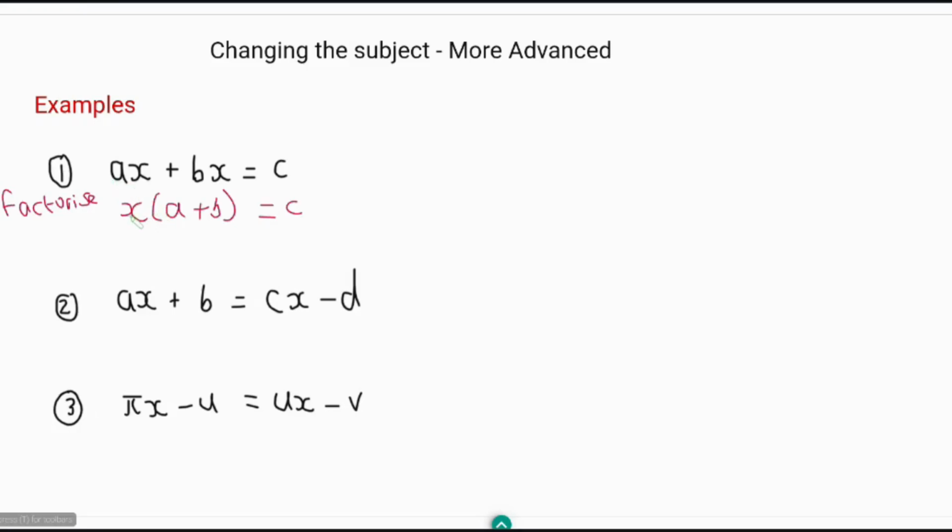So what I've done here, taken the x out, what do I times x by to get ax? A. And then what do I times x by to get bx? B. Now we can isolate the x, because that means x times a plus b. So how do I get rid of the a plus b? Well, I need to divide both sides by a plus b. So my final answer is x is equal to c all over a plus b. Let me just move the c so it's more in the middle.